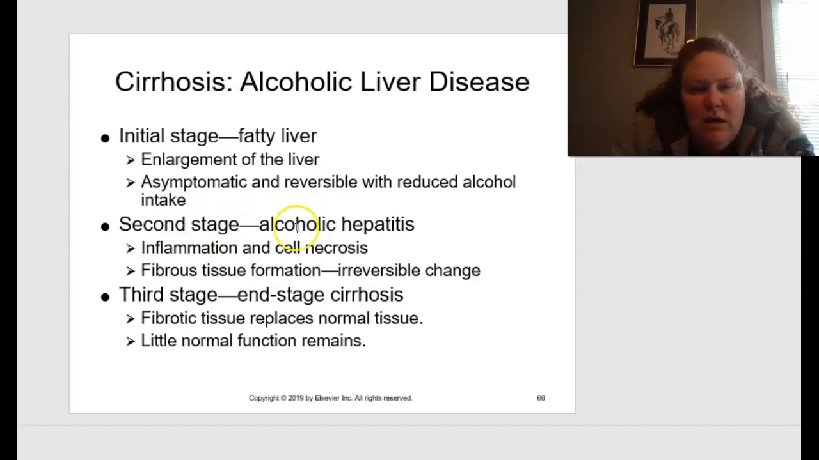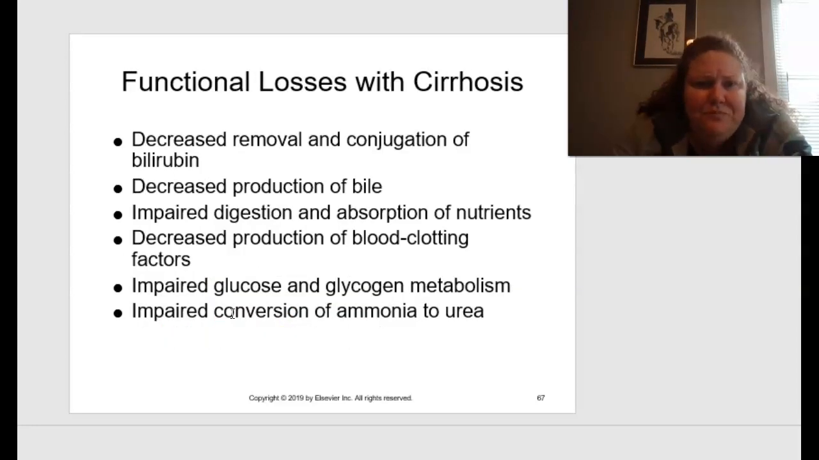The second stage is alcoholic hepatitis, and this is where we have the inflammation and cell necrosis. We also have the fibrous tissue formation, and this is an irreversible change. The third stage is end-stage cirrhosis, and this is where that fibrotic tissue replaces normal tissue, and this then causes normal function to kind of cease, right? So it stops because, again, fibrotic tissue, the fibroids, is going to be like scar tissue. It's just not going to be able to do its job.